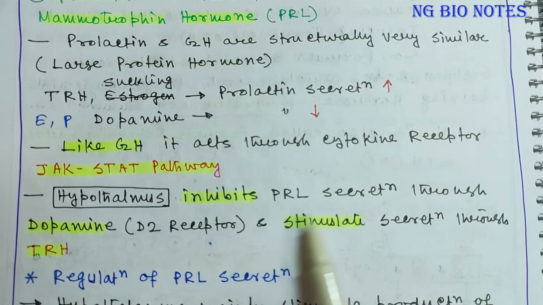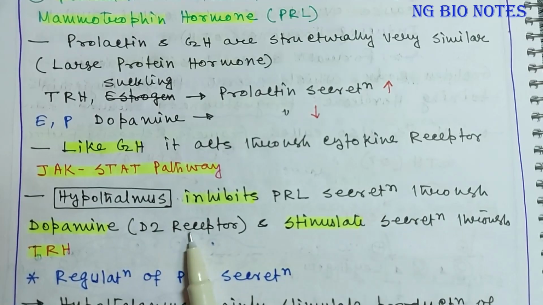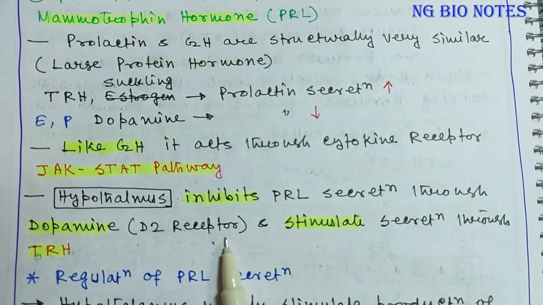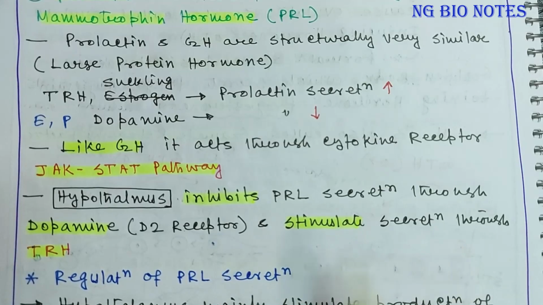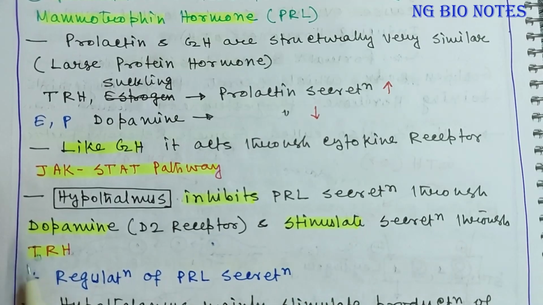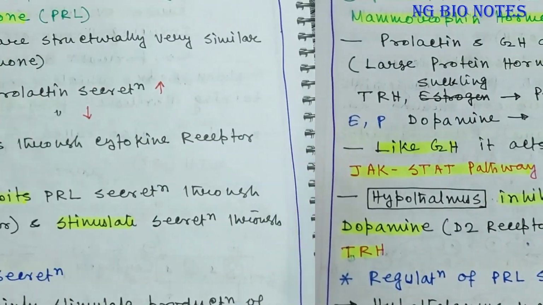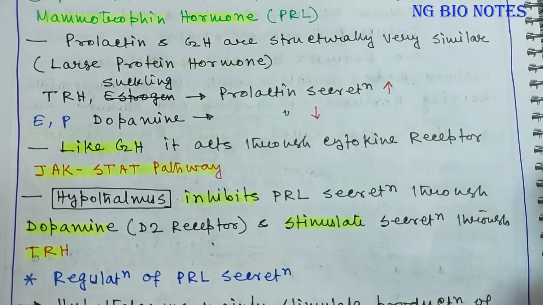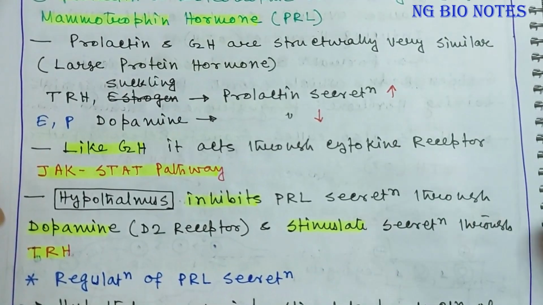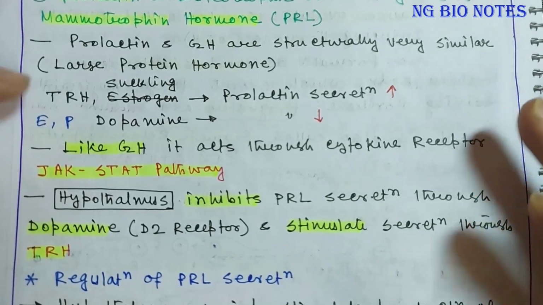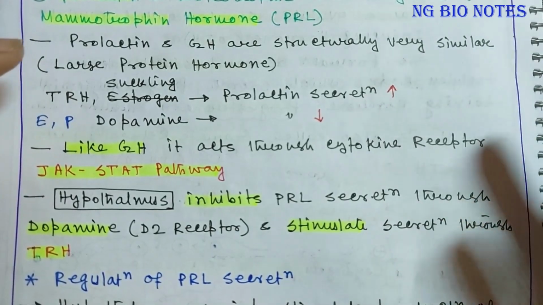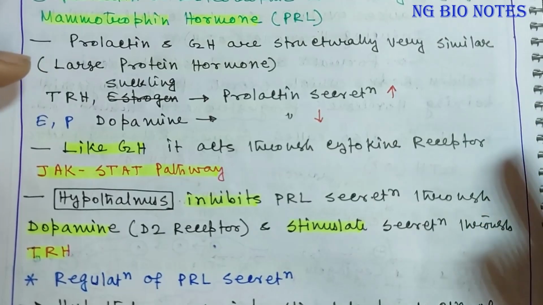The hypothalamus inhibits prolactin secretion through dopamine, which binds with the D2 receptor, and stimulates secretion through thyrotropin releasing hormone. So thyrotropin releasing hormone not only stimulates secretion of thyroid stimulating hormone, but also helps in secretion of prolactin hormone. So these are the important tropic hormones secreted from the anterior pituitary gland, and in the next video we will discuss the neurohypophysis, which is responsible for secretion of two important neurohormones, oxytocin and vasopressin.